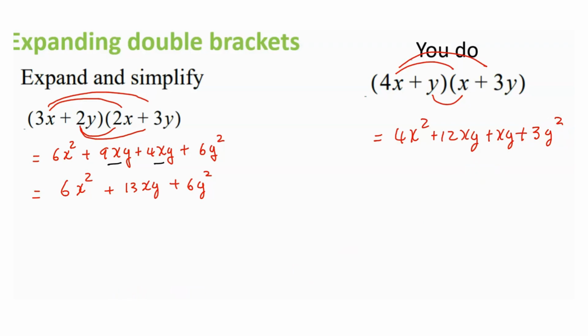So we add the like terms, so 12xy and xy, that would be 13xy. So we get 4x squared plus 13xy plus 3y squared. These are unlike terms, so they cannot be added any further. So that's the simplest form.